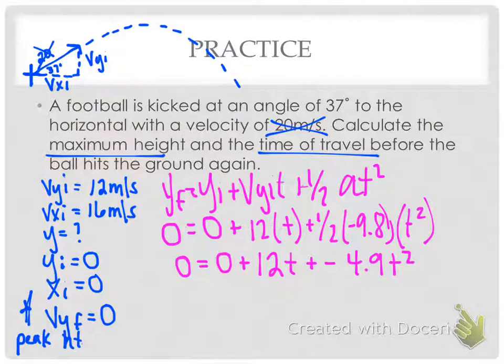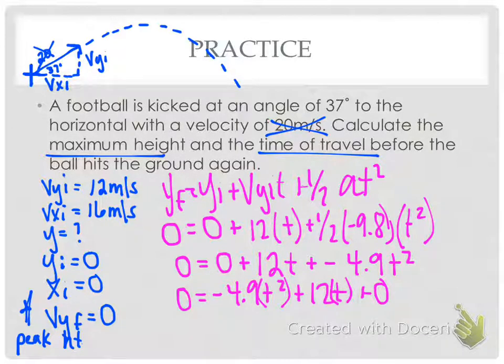So we need to rearrange these terms a little bit if you can't see which one is A, B, and C. Okay, if you can, great. If not, we're going to rearrange them. So that would mean 0 equals negative 4.9 t squared plus 12t plus 0. All I did was rearrange these three terms to match the quadratic formula, which means our A term is what? Negative 4.9 is A, 12 is the B term, and 0 is the C term.